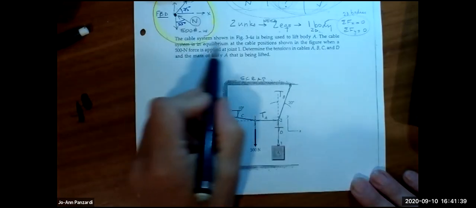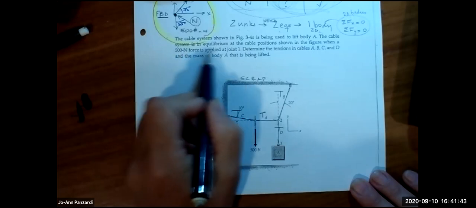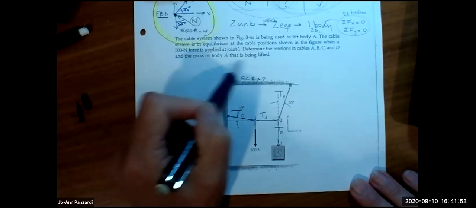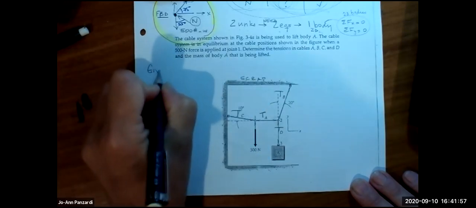Okay, now we're gonna read the problem to see if there's any information given in the words that's not in the picture. Cable system shown as being used to lift body A. The cable system is in equilibrium at the cable position shown in the figure. When a 500 Newton force is applied at joint 1, determine the tension in A, B, C, D, and the mass of body A. Okay, so given.